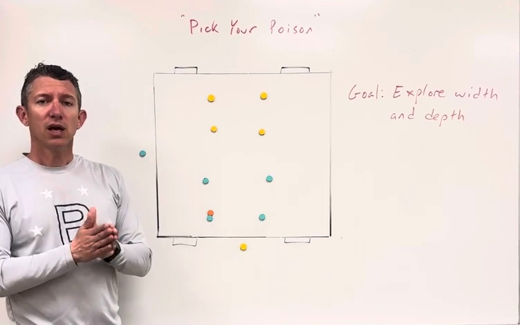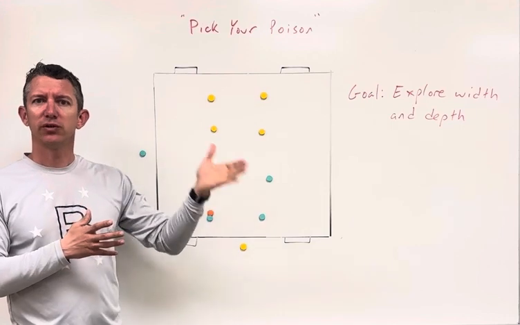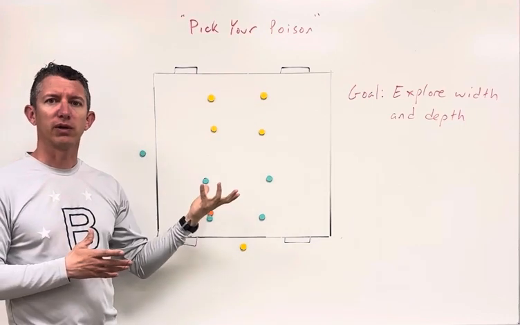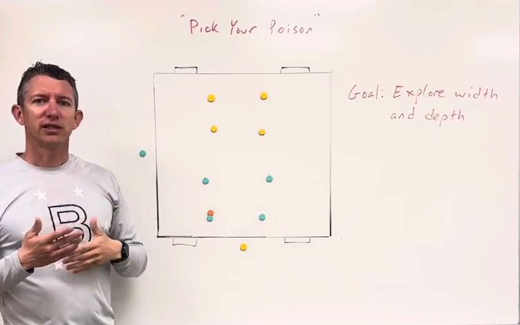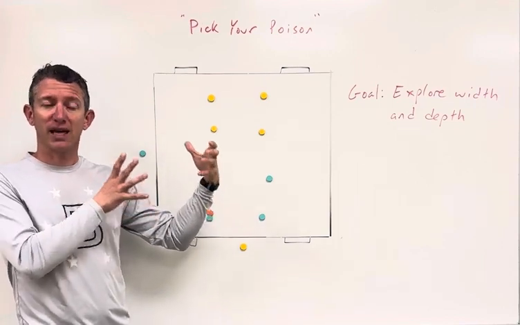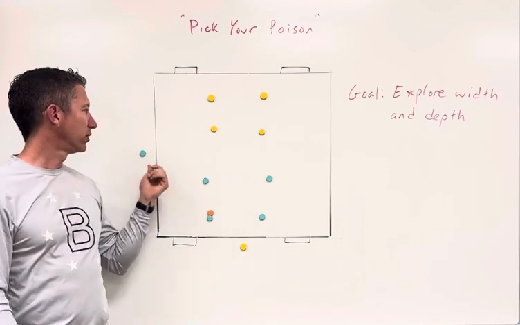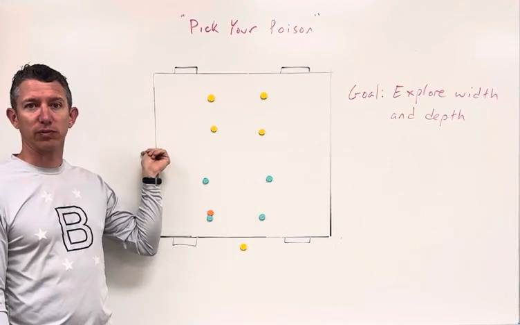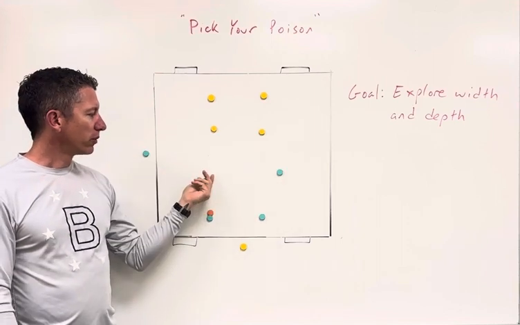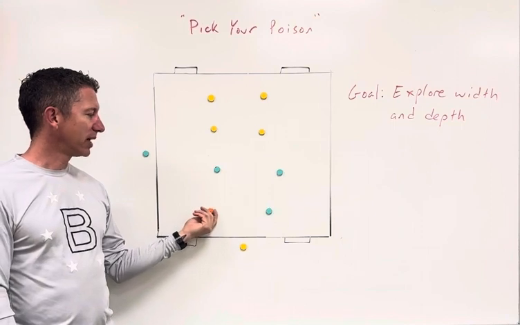I think we did Width or Depth on a Tuesday, and a couple days later we followed up with Pick Your Poison. And it was really interesting to see the players' reflections on how Width or Depth had gone and how that impacted what they felt would be a successful placement of their extra player. For each team, one team did width and one team did depth to start.